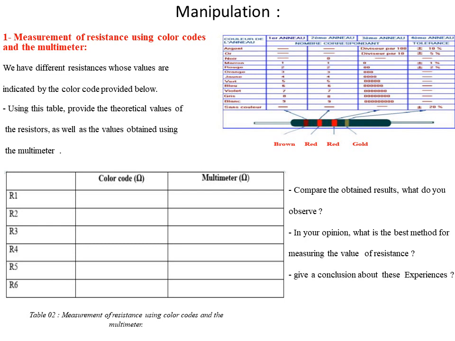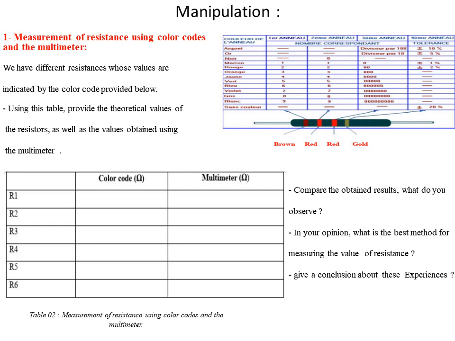Let's talk about the theoretical part before the manipulation. The definition of resistance: the electrical resistance of a circuit is defined as the degree of opposition to the movement of electric current in this circuit. The value of a resistor: there are two ways to determine it, the color coding method and the voltmetric method.